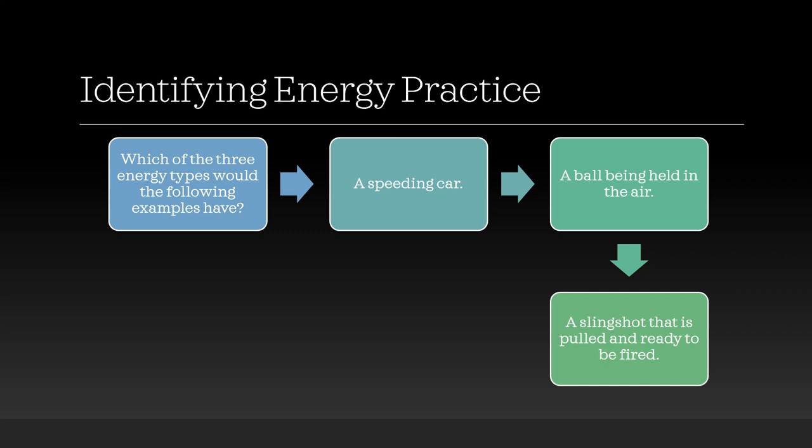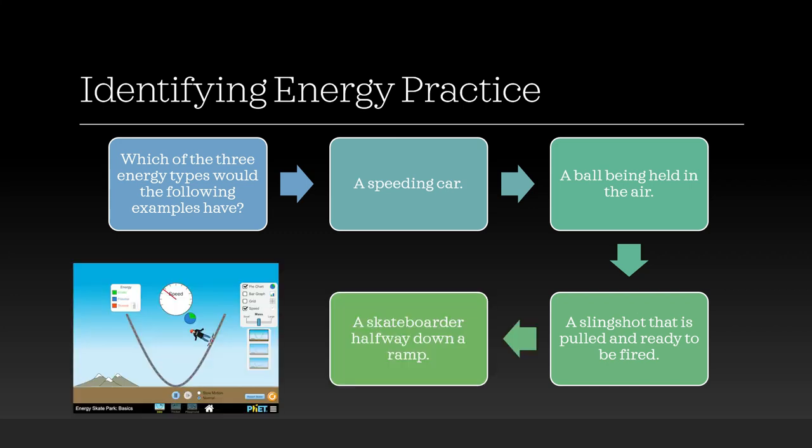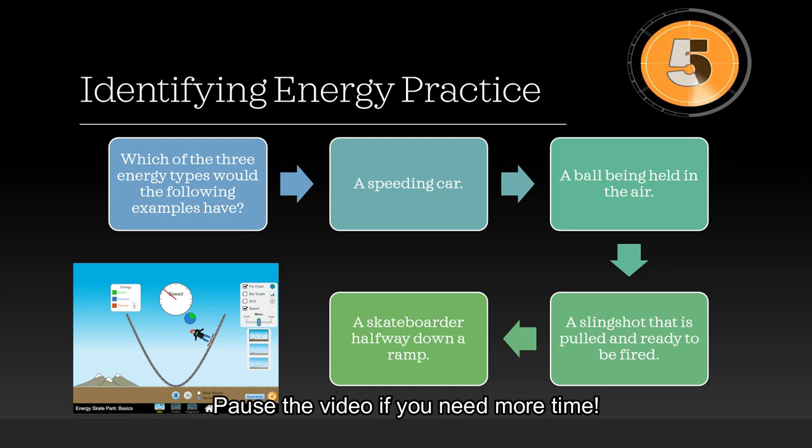Now, this last example is actually going to have multiple types, and we've got a picture going with it, so it'll be a little bit easier for you to identify. We're looking at a skateboarder who is halfway down a ramp. So assuming that he started at the top and has been rolling down, he is at this position right here that we can see on the screen. At that position, what kinds of energy is the skateboarder going to have? Just a second.